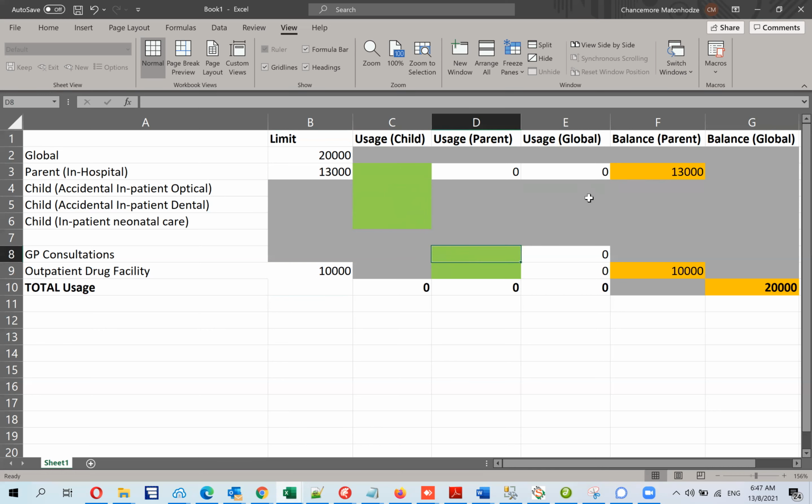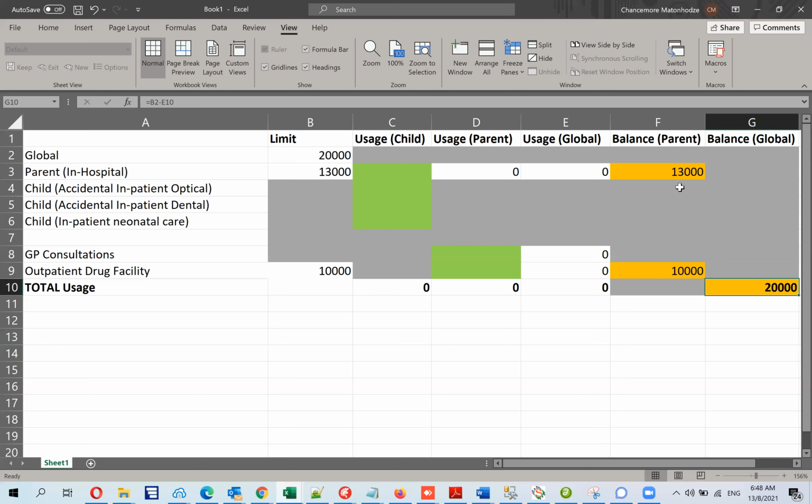And then the areas in amber are the caps, which are monitored. So the caps are here, the balance on the parent level and the balance on this standalone benefit, which is the limit, and the balance on the global limit. So they're in amber because we're watching those. These are what we are trying to look out for, so that we don't exhaust those before the policy period is finished.